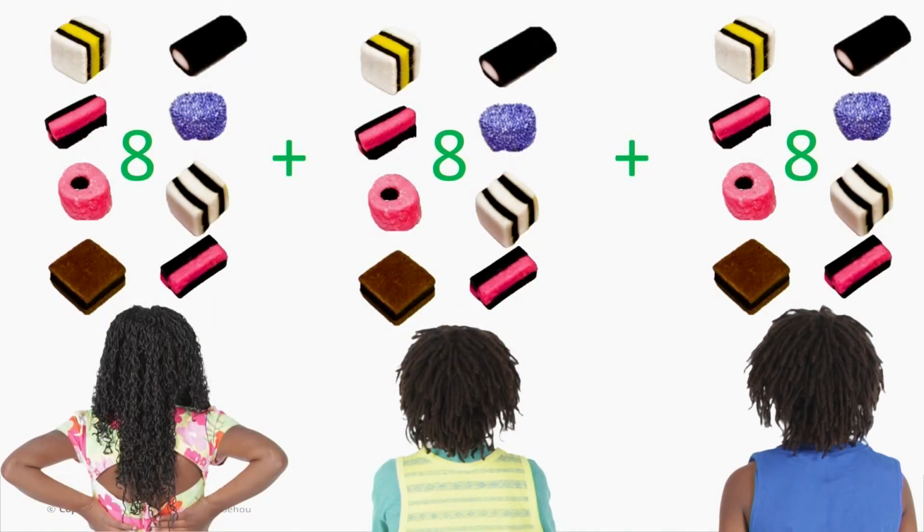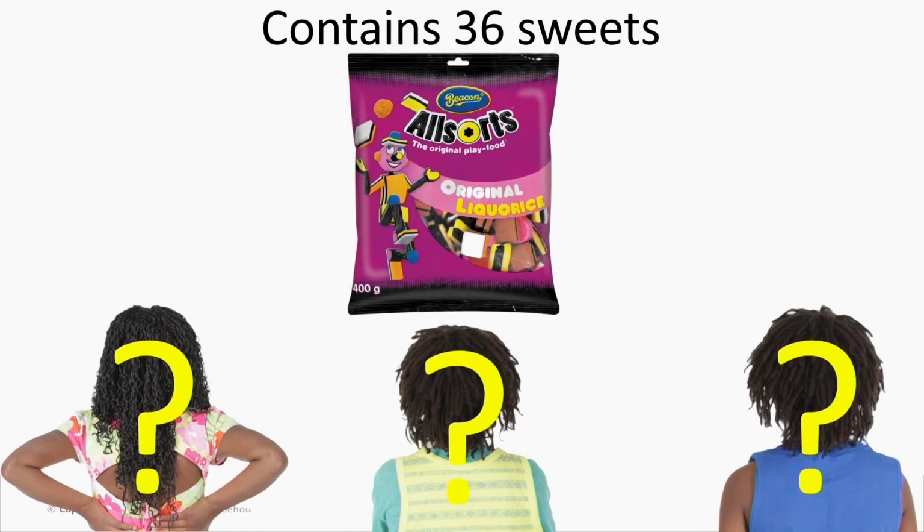Each child will get 1/3 of the packet of sweets because there are 3 children. If you count the number of sweets that each child gets, you will see that each child will get 8 sweets. If there were 56 sweets in the packet, how many sweets will each child get then?